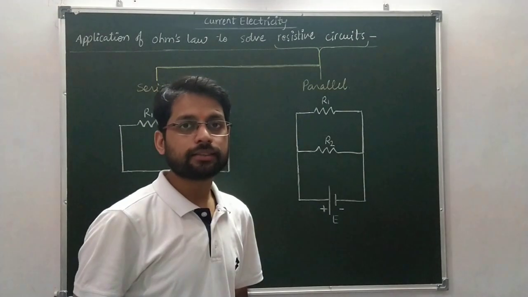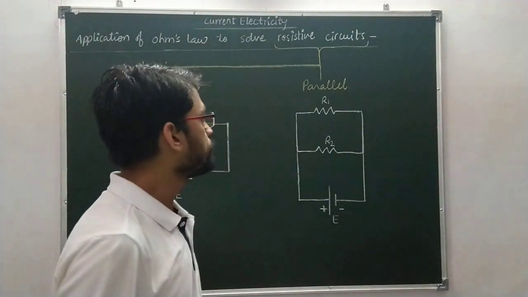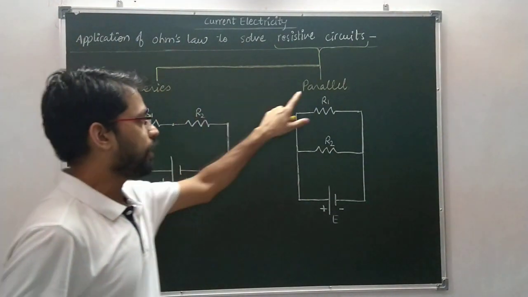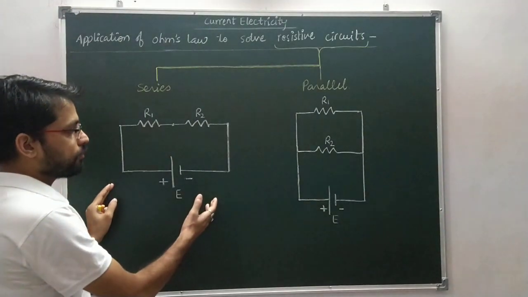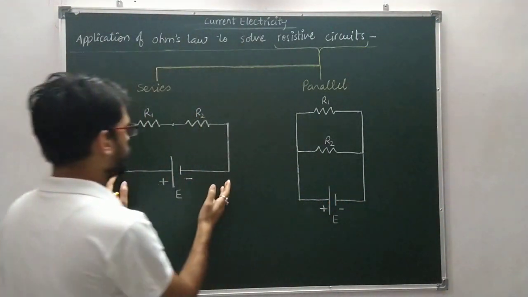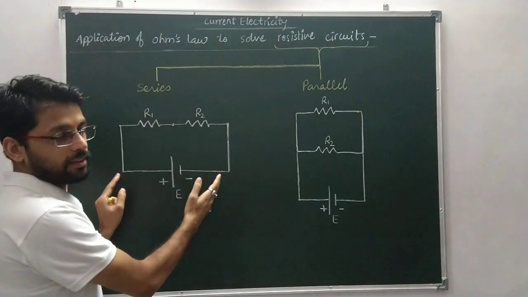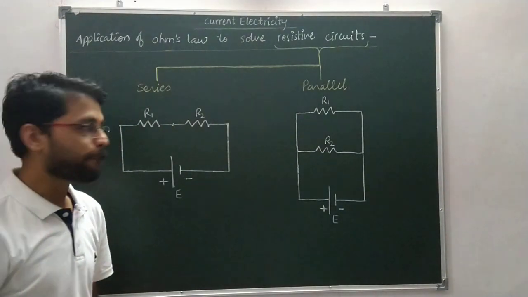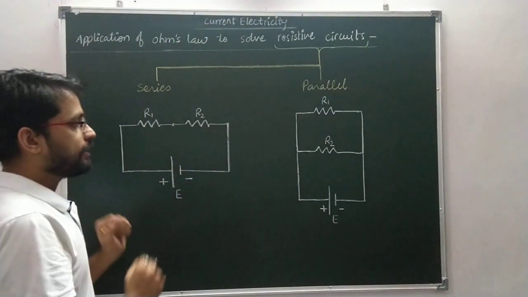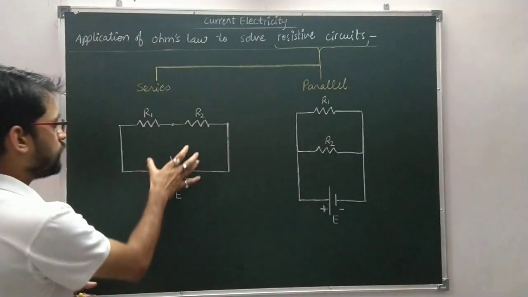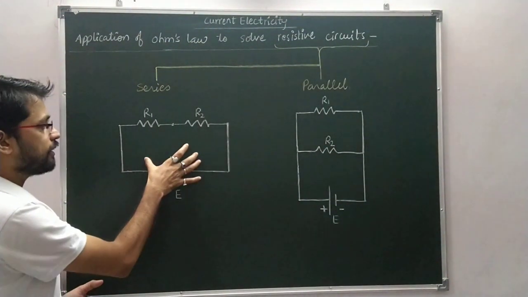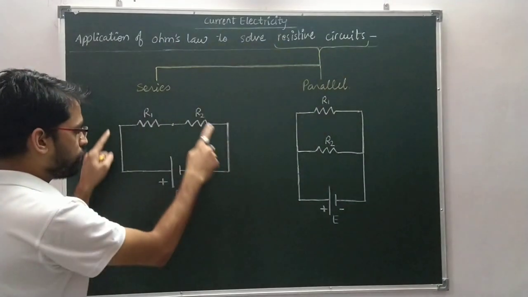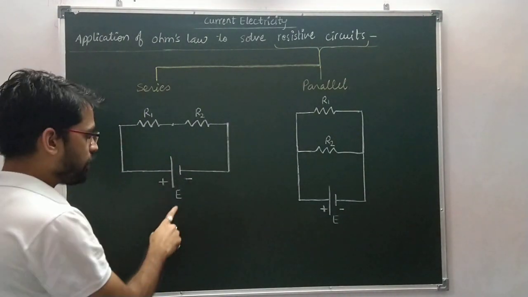Now I am going to discuss how to solve resistive circuits. Resistive circuits may be of two types, series and parallel. Here we have two circuits. This is a very simple series resistive circuit and this one is a parallel resistive circuit. Okay. Now we analyze one by one. Come to this diagram. In this diagram, two resistors are connected in series with the cell of EMF E.